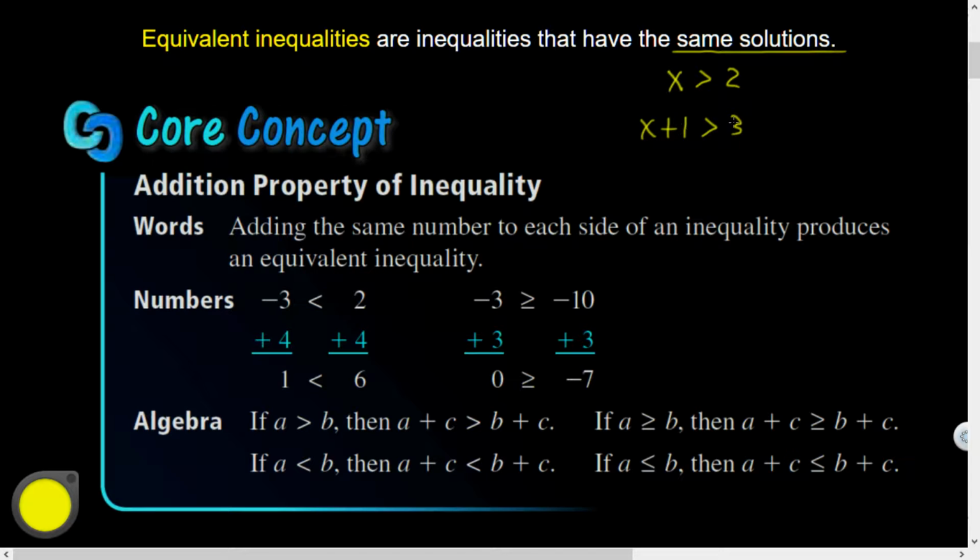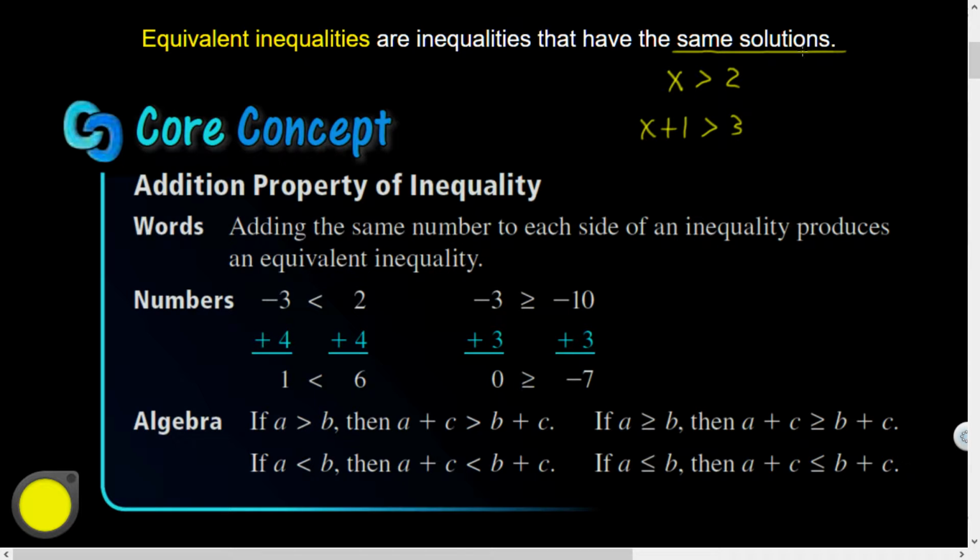3 plus 1 is 4. 4 is greater than 3. Yeah. 5 is a solution here. 5 is bigger than 2. 5 plus 1 is 6, which is bigger than 3. And let's actually try a not solution. How about 0? Is 0 bigger than 2? No. How about 0 plus 1 is 1? Is that bigger than 3? Also no. Okay, so far it seems to check out.